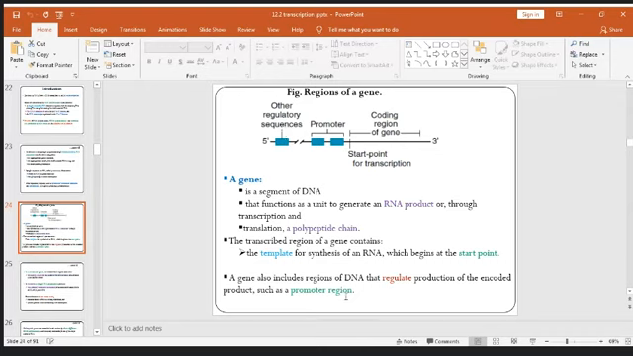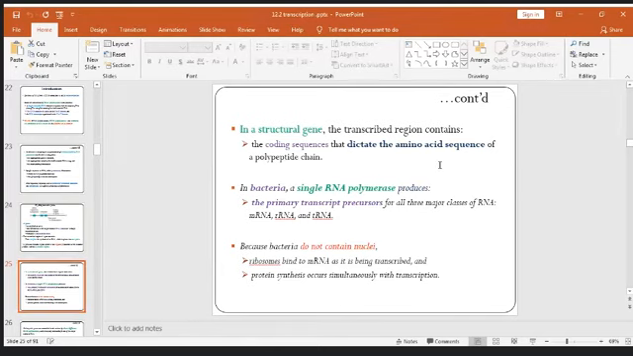such as the promoter region. The promoter region regulates, and the area we call the regulatory sequence area is contained in the gene. And in a structural gene the transcribed region contains the coding sequences that dictate the amino acid sequence of the polypeptide chain.